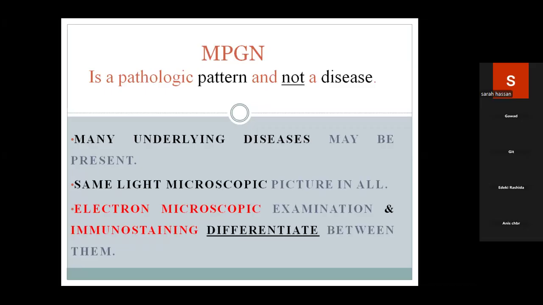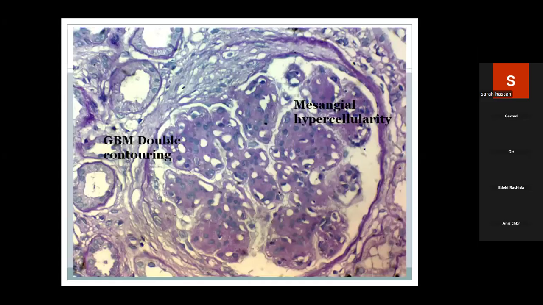And that's the MPGN, the classic MPGN that we know, with the mesangial hypercellularity, glomerular basement membrane double contouring, and the endocapillary hypercellularity, as we see here. The glomerular basement membrane is split.